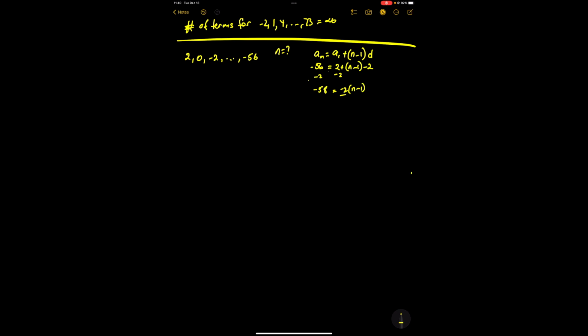Then I'm going to divide by negative 2 on both sides. So I get, what is 58 divided by 2? It's going to be equal to 29. 29 is equal to n minus 1. I'm going to add 1 on both sides, and I get 30 equals n.